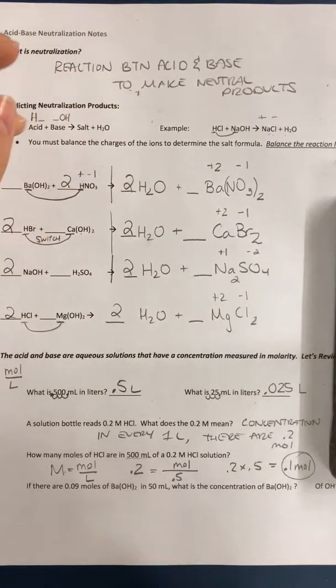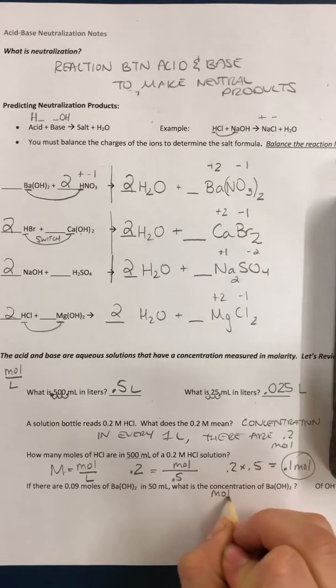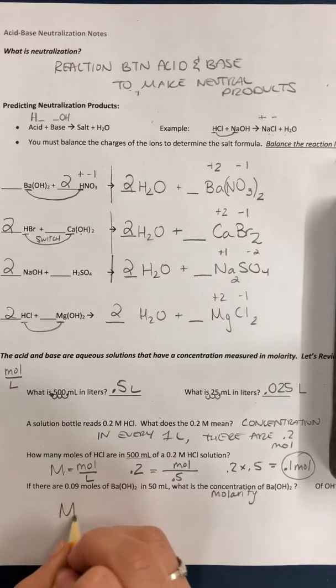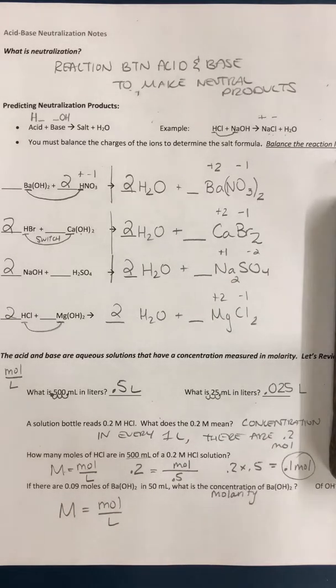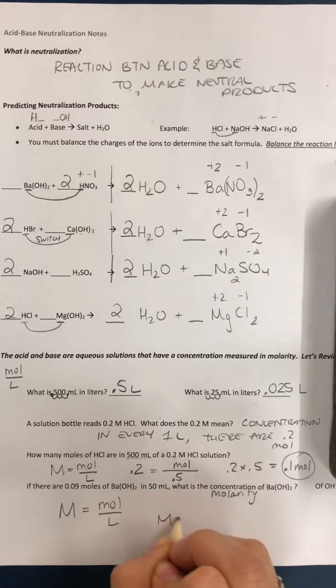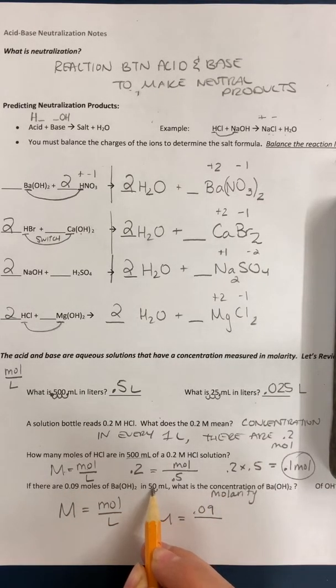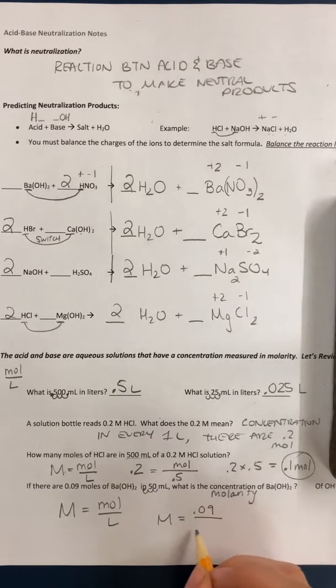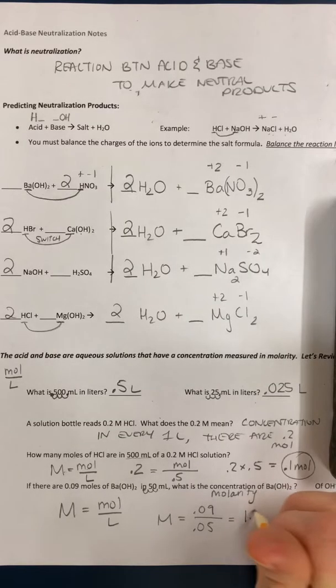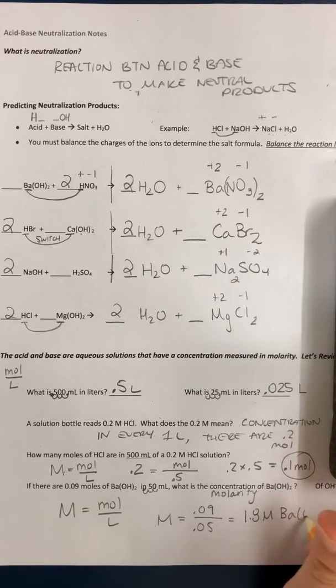Here's another example of using the molarity equation in a different way. It says if there's 0.09 moles of barium hydroxide in 50 milliliters, what is the concentration? Another word for concentration is molarity. So we're going to solve for big M in this equation. That's our unknown, big M. So big M is moles over liters. There are 0.09 moles, and we need to convert this to liters by moving the decimal place 3 times to the left. So that would be 0.05 liters. So taking 0.09 divided by 0.05, we get 1.8 molar barium hydroxide.